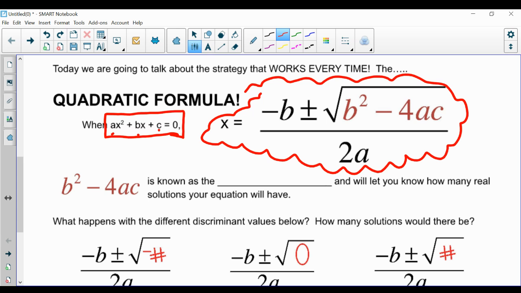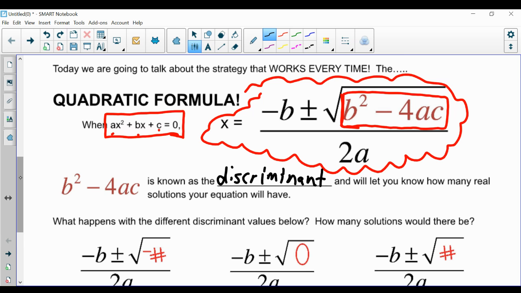The discriminant is what we're going to focus on today, and the discriminant is the stuff that is underneath your square root. Only the stuff that's underneath your square root, so that b squared minus 4ac. Notice there is no square root on top of it. It is only the stuff underneath. This is what we call, as we said, the discriminant. And what this does is it tells us how many real solutions our equation will have.